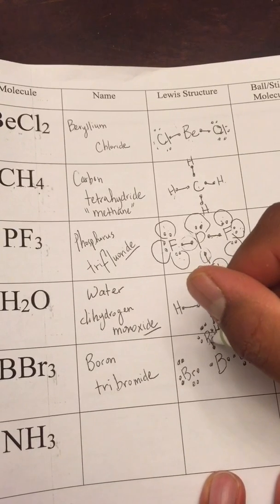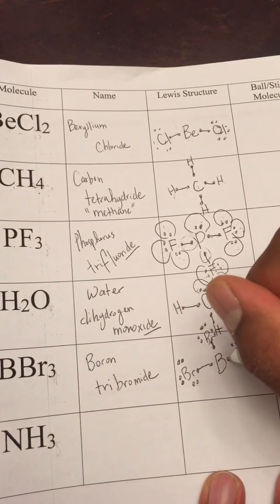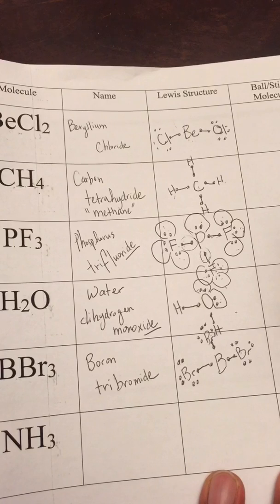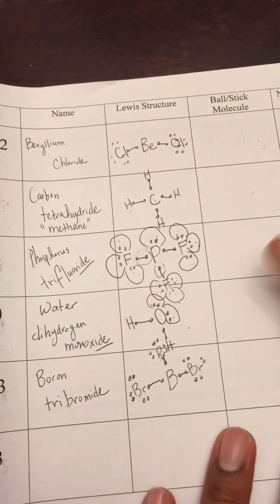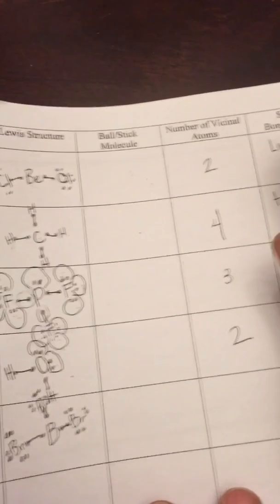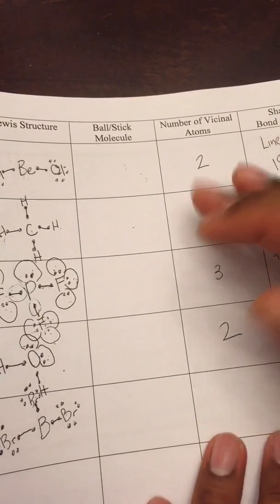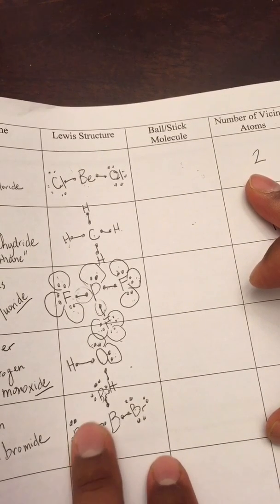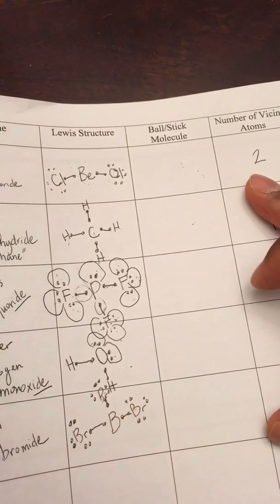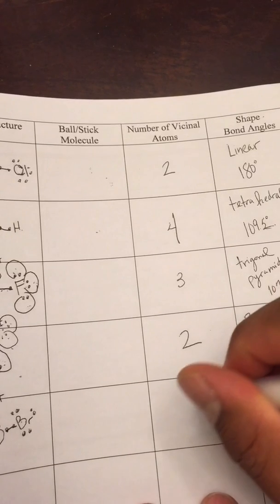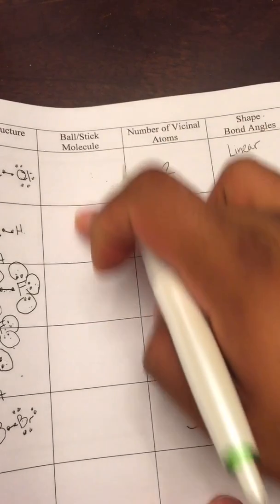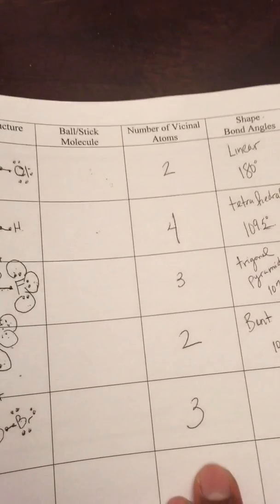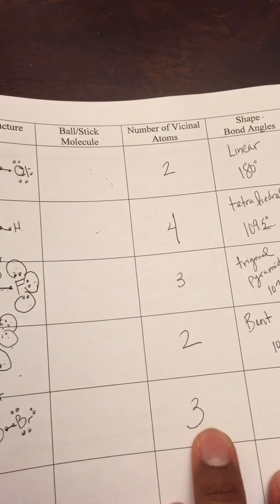So the last thing we're going to do is bond these atoms right here. So we're going to end up with a three-sided molecule. Now here, how many vicinal atoms does it have? If you count, we have 1 right there, 2, and 3. So we're going to put a 3 here, and don't forget, guys, that you have to do this on your own. Okay? So we have 3 vicinal atoms.